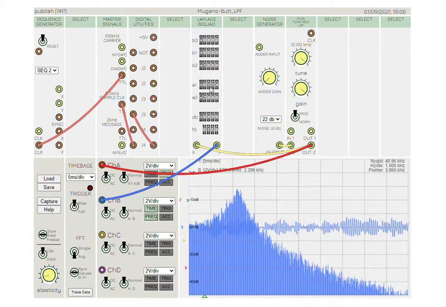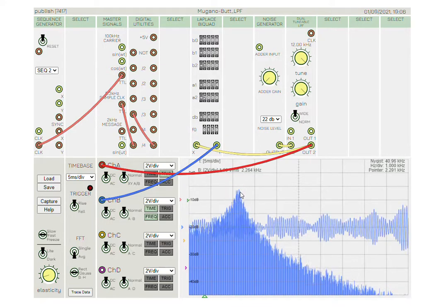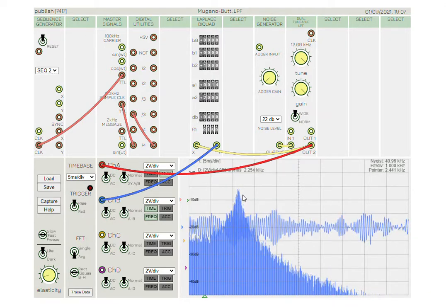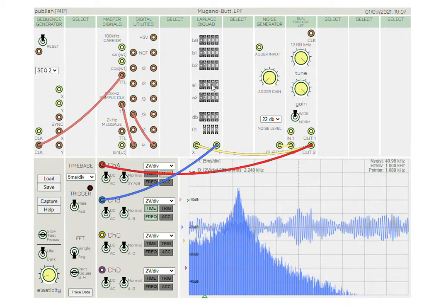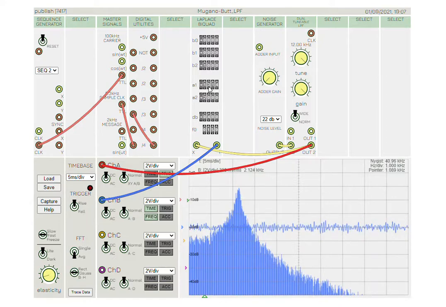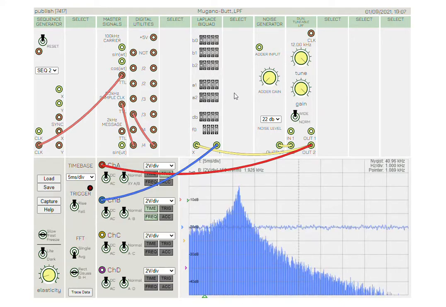Let's really go to town here. Oscillation. Look at that. Fantastic. It's almost an oscillator. And if we go back to the original values, you'll see that the system restabilizes once again.